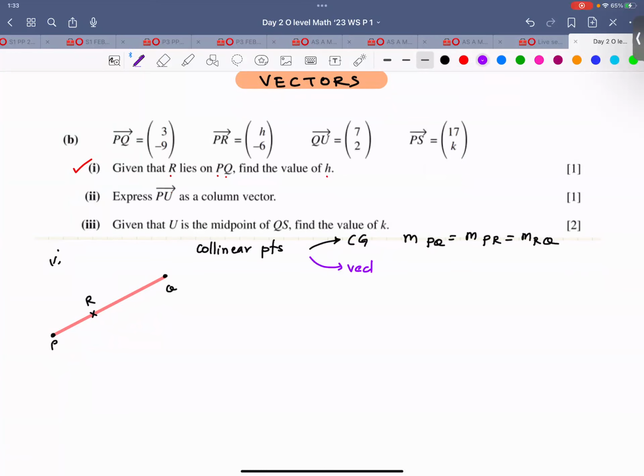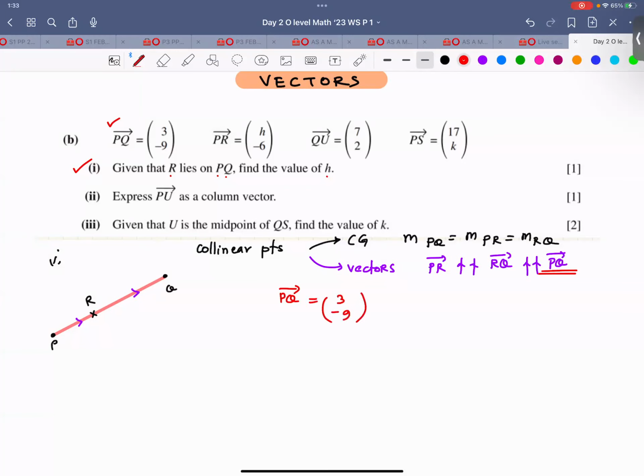But if we study vectors, I'll say vector PR is parallel to vector RQ. It's parallel to vector PQ. So all these vectors are parallel, the whole thing. Now, do we have PQ? Yes, we have PQ. PQ is already given over here, so I'll use this one for sure. PQ is given as 3 and -9.